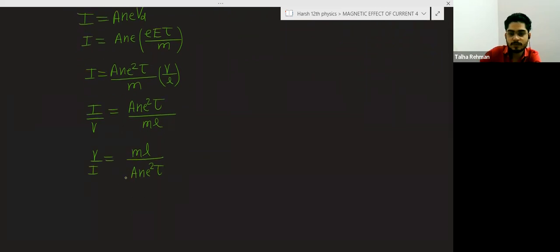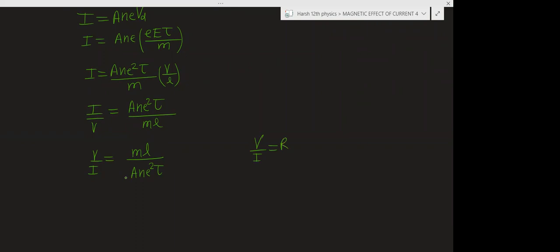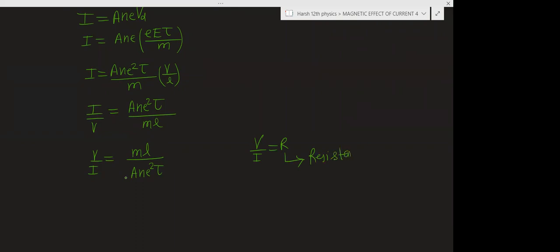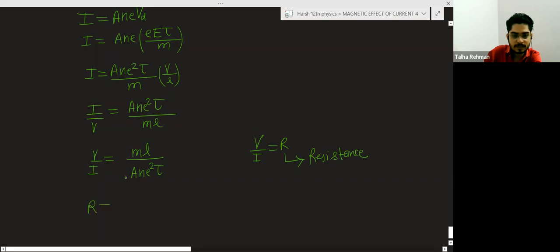What is voltage divided by current? It is equal to resistance. V is from Ohm's law: V is equal to IR. This is the resistance, ML divided by A N E square tau. So this is the microscopic form of resistance. I have already told you.